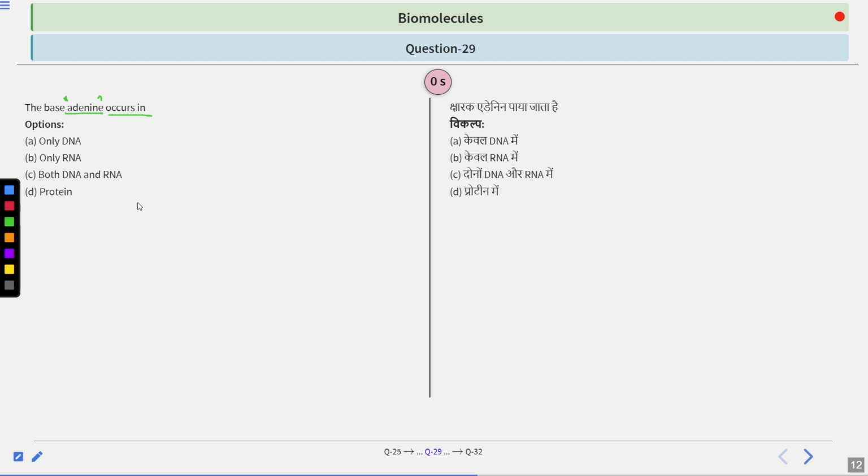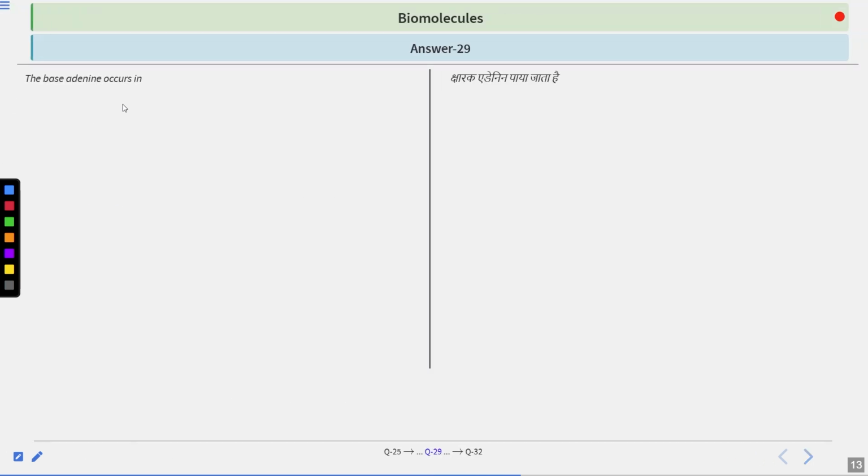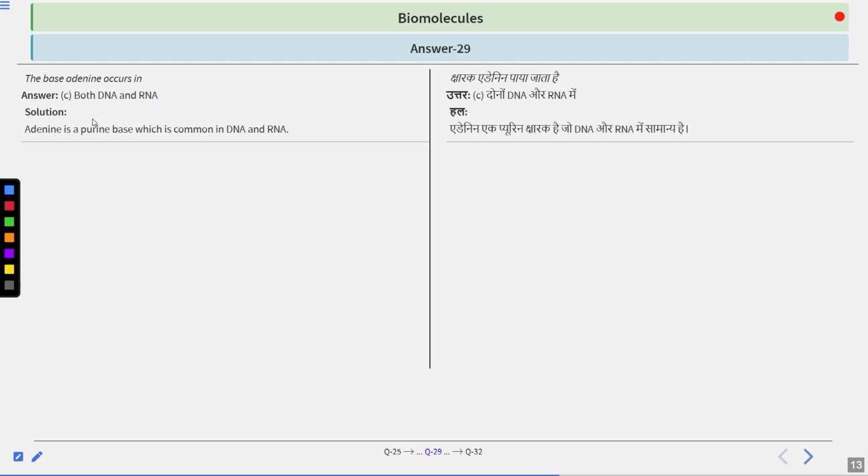Okay, let's see. The correct answer for the given question is option C, that is both DNA and RNA, that is both deoxyribonucleic acid and ribonucleic acid. Adenine is a purine base, which is common in DNA and RNA. Adenine is a purine base which contains aromatic rings, and it is common in both DNA and RNA.